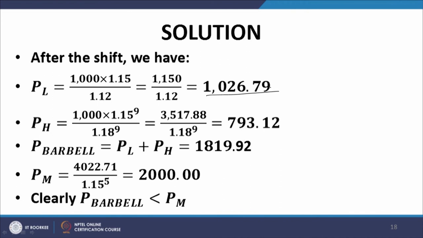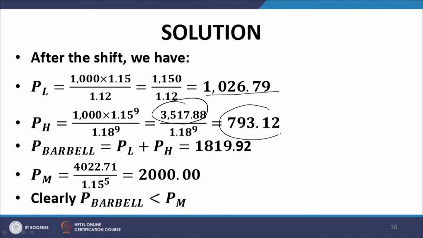What about the high maturity bond? What about the high coupon bond? High duration bond. Yes. So, in this case, the maturity value of this bond at t equal to 9 years, with an initial value of 1000 and a YTM of 15%, turns out to be 3517.88. This is the maturity value of the 9 year zero coupon bond trading at 1000 and having a YTM of 15%. Now, the YTM has changed to 18% for a 9 year maturity bond, and therefore, its present value will turn out to be 793.12. So, the present value of the barbell now is 1819.92.